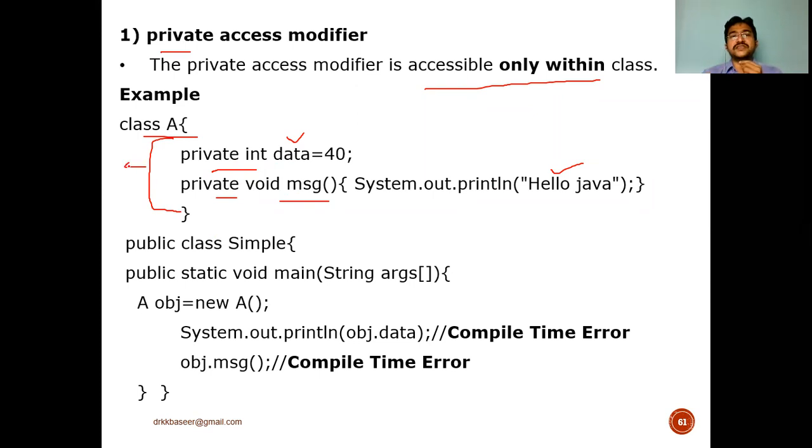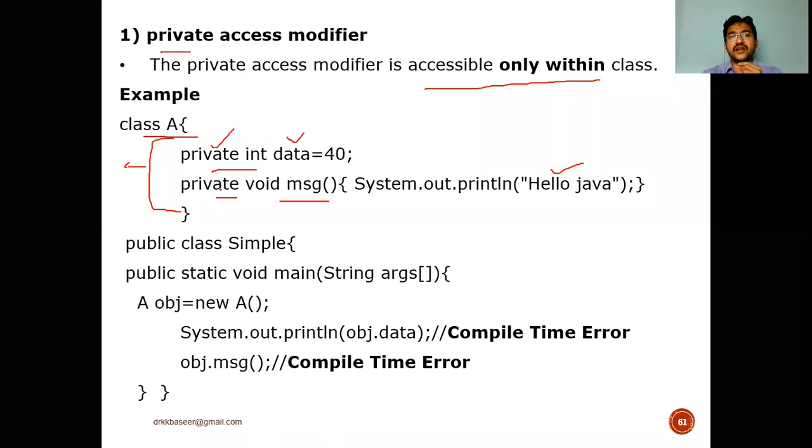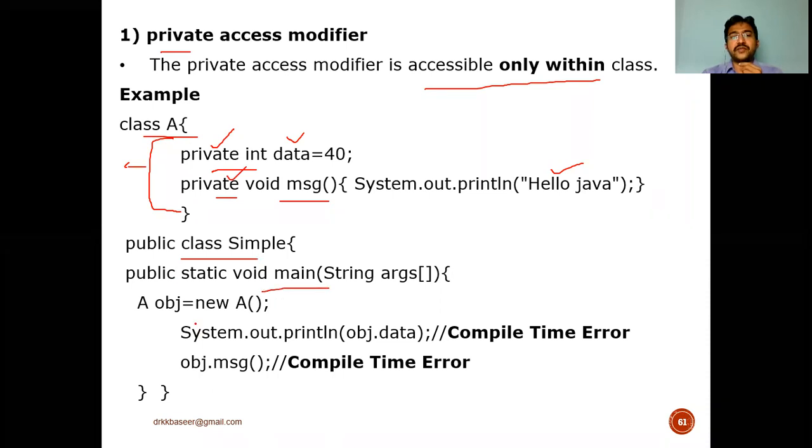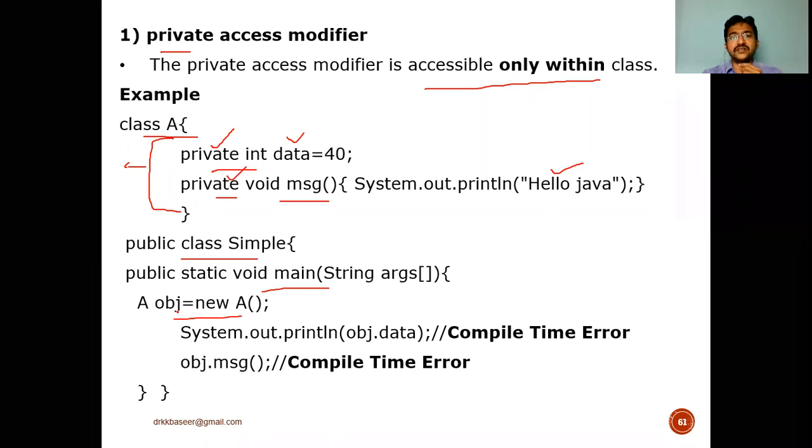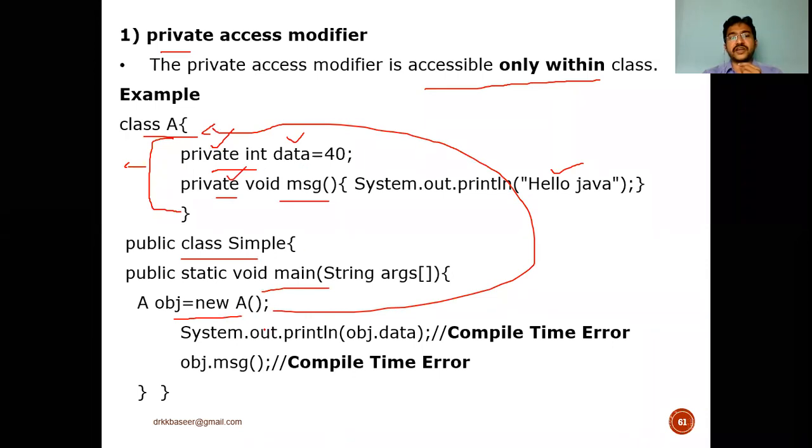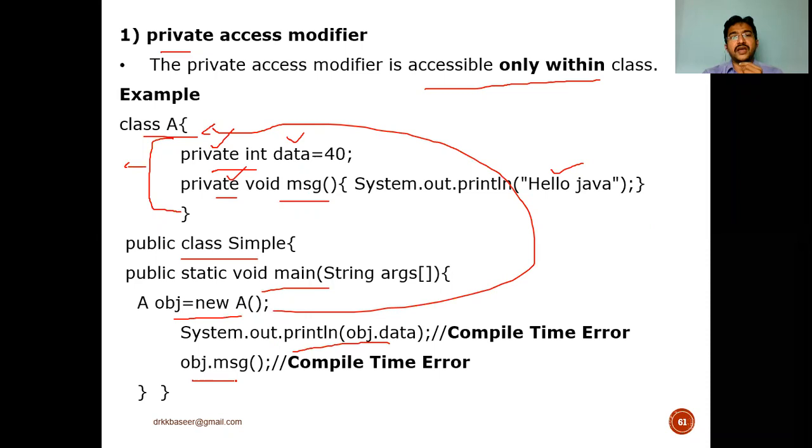If you want to access them outside of class A, it won't be possible because we are declaring this data member as private and this method as private. Now I'm creating a class Simple and calling a main method. I'm creating an object obj for class A. Why am I creating the object? To access the data members and the methods of that particular class. Now I'm just displaying the value obj.data, and then calling a method of class A, obj.msg.